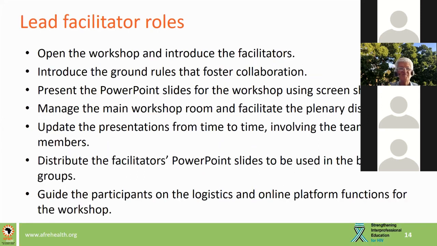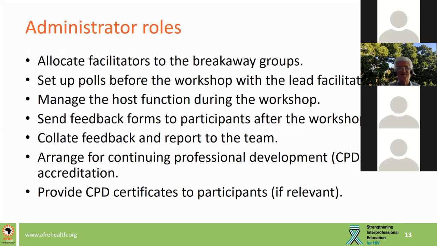Next slide, Suzanne. Oh, sorry, beg your pardon. It's me that's causing a problem because I'm looking at two screens at the same time. Yeah, sorry, back to the previous administrator roles, Suzanne, one slide back.